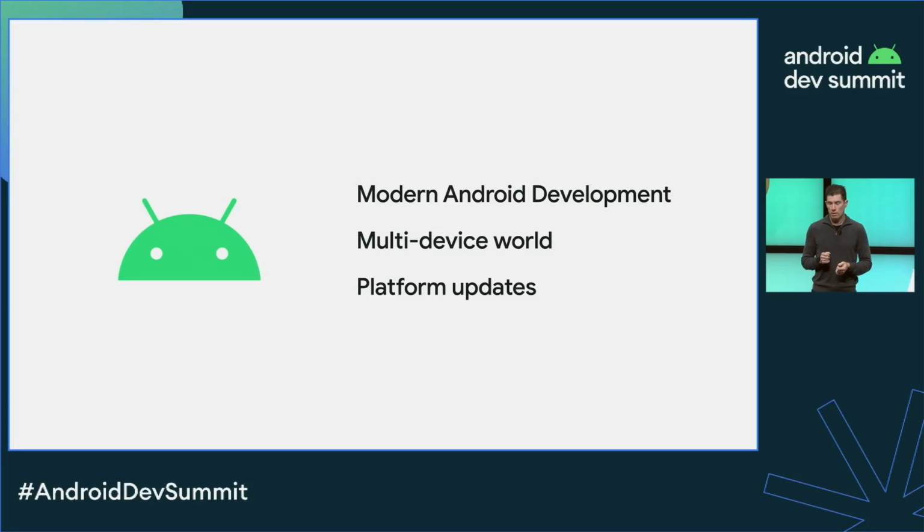Today, we're going to talk about 3 themes that we're seeing across the Android ecosystem. 1, modern Android development. 2, building for a multi-device world. And 3, the latest improvements to the Android platform and getting it into users' hands.